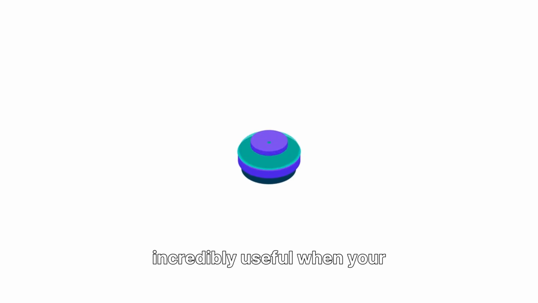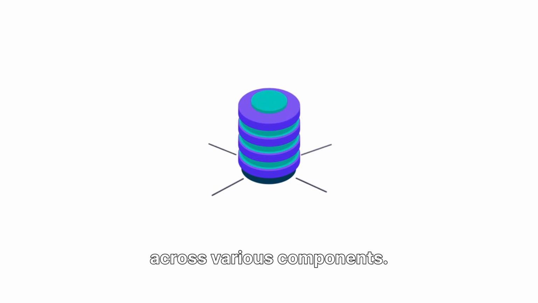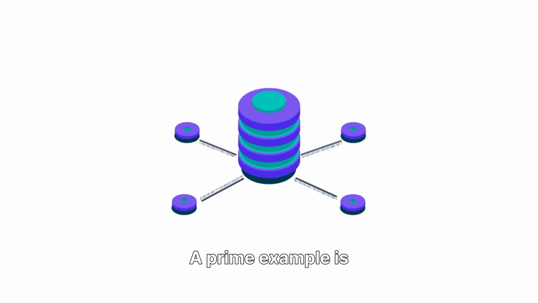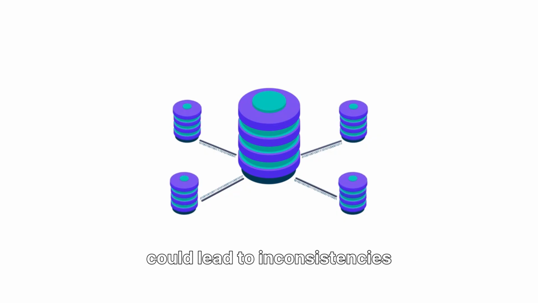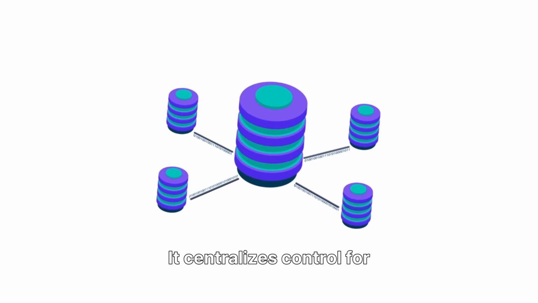The singleton pattern proves incredibly useful when your system requires exactly one object to coordinate actions across various components. A prime example is a database connection manager, where having multiple connections could lead to inconsistencies or resource exhaustion. It centralizes control for critical resources.